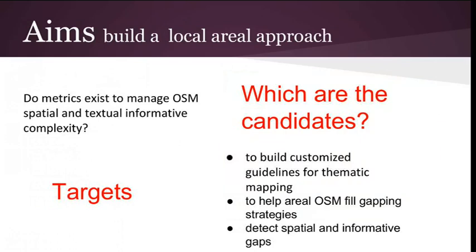My question is, do some metrics exist to compute, to detect, to measure the spatial and textual informative complexity of OpenStreetMap data? And why? My target is to use these metrics to build customized guidelines for thematic mapping, to help host communities fill gaps in keys, in textual descriptors, or in features in a selected area. And obviously, I try to search for parameters to detect spatial or informative gaps.